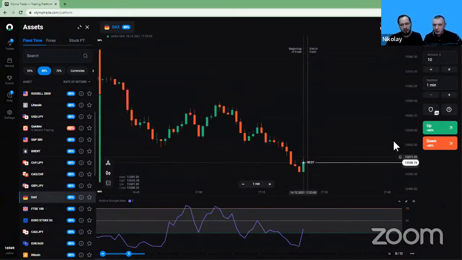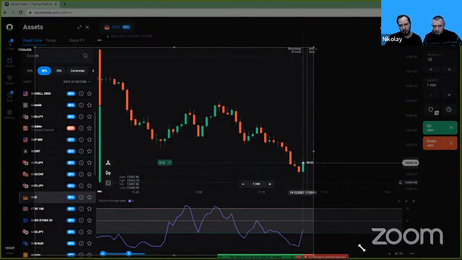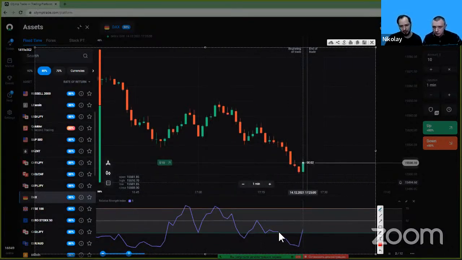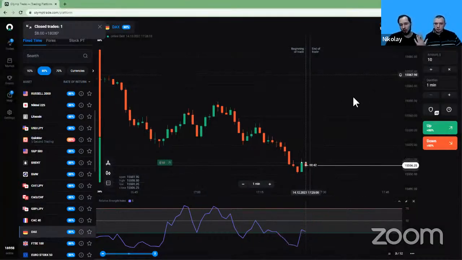So DAX index, my friends, the German index. Yeah, something like this I was talking about. So we do have quite a big move down from 30%. I don't know, maybe it's like 20 or 15%, something like this. And then we return back to the 30, and then we do have this intersection, and probably we're going to rise a little bit, I hope.